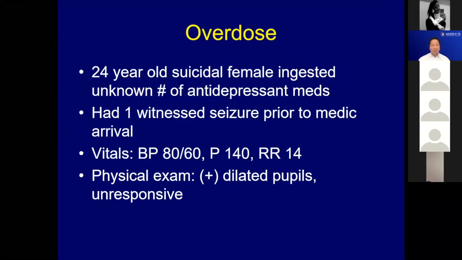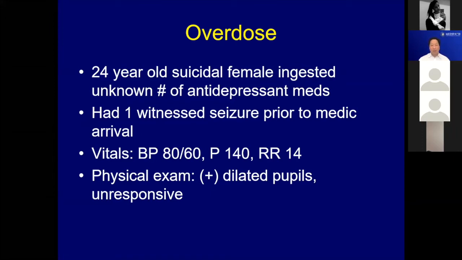Next slide. A 24-year-old female, with a known overdose of antidepressant medication, had one witnessed seizure prior to medical arrival. She's hypotensive, severely tachycardic, has dilated pupils, and is unresponsive. Any thoughts? This was a very common overdose in the 80s and early 90s. We don't really see it anymore, probably because this medication is not that popular. But we always thought that if you could treat this overdose, you probably knew everything about toxicology back then.